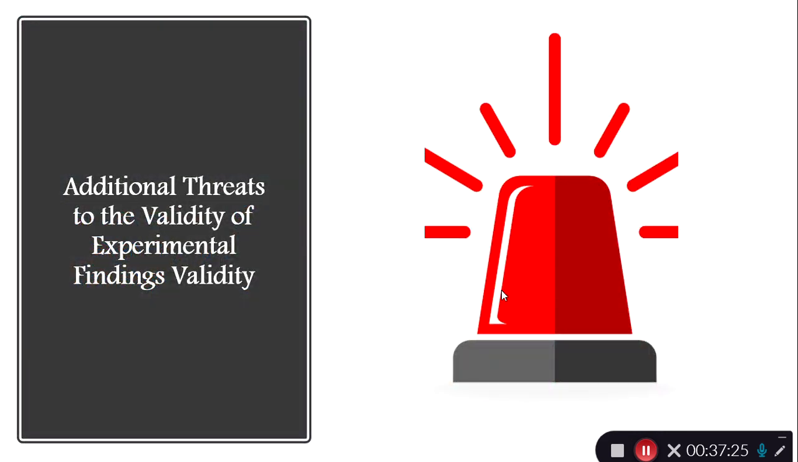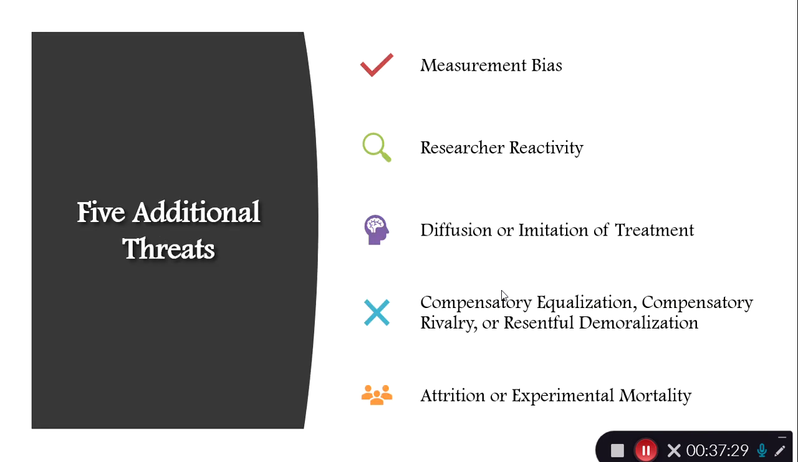So, additional threats to validity of experimental findings. Here are some additional threats that are discussed in your text, and I'm not going to go through these in detail, but I do want to put them here just so that you are aware that there are some additional threats beyond the five that I just mentioned. They include measurement bias, researcher reactivity, diffusion or imitation of treatment, compensatory equalization, compensatory rivalry or resentful demoralization, and attrition or experimental mortality.